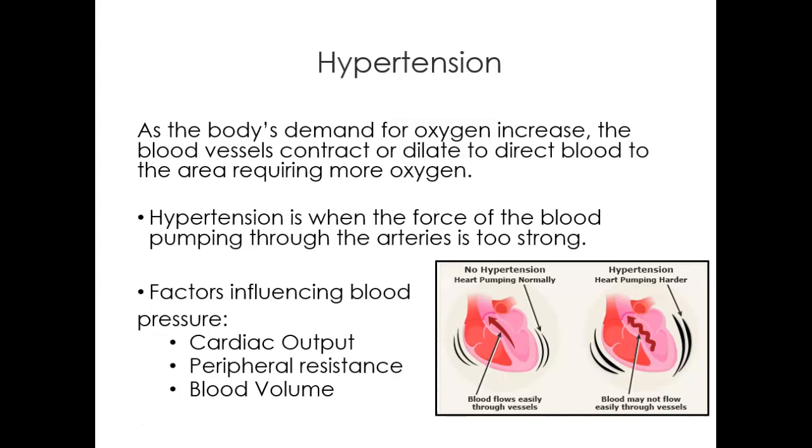So hypertension is when the force of the blood pumping through those arteries is too strong, too much pressure against the walls of the arteries. And the factors that influence blood pressure are cardiac output, peripheral resistance, that's the resistance on the blood vessels, and then overall blood volume. So with the cardiac output, if your heart is not pumping effectively or not pumping enough blood throughout the body, that will affect blood pressure, but then also your overall blood volume, how much blood you have in your whole body.